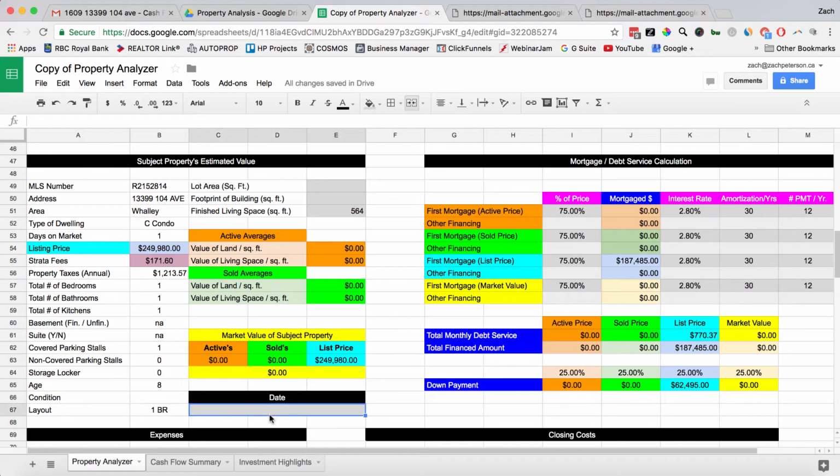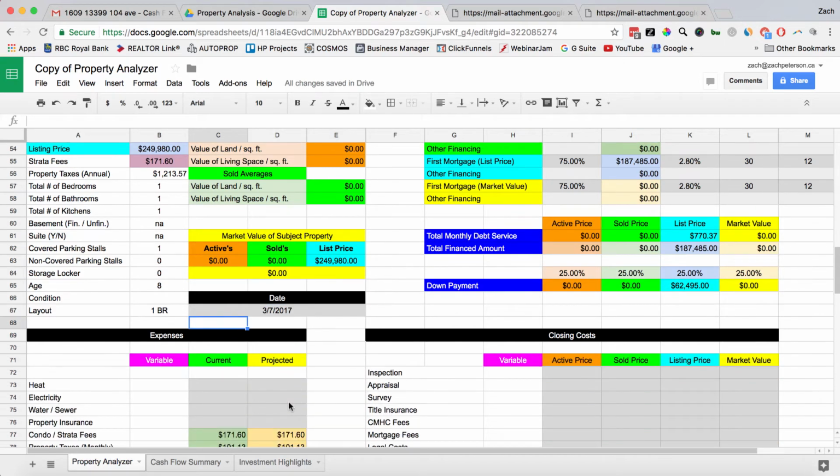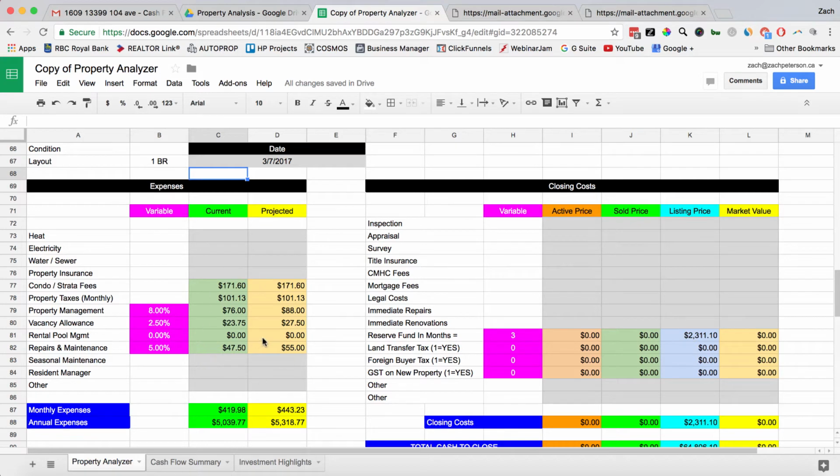And I like to put the date in just so we know that it's been on the market for 1 day, and we did this analysis on April 7th. Also, we're going to go down. Here's your expenses. If you know what the heat, electricity, water, property insurance, all that's going to be, you can punch that into the gray areas, as well as any expenses or closing costs you know you're going to be coming across. So usually there's not many active comparables, so I just put this in for the sold, listing price, and market value.